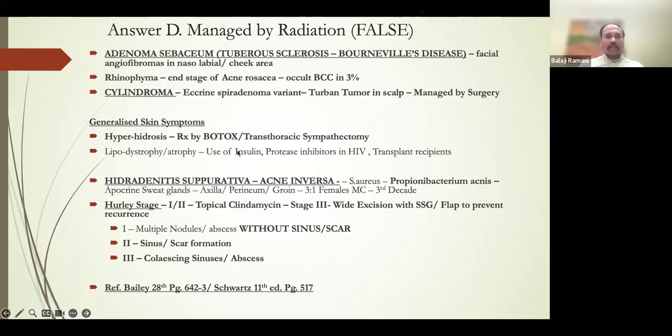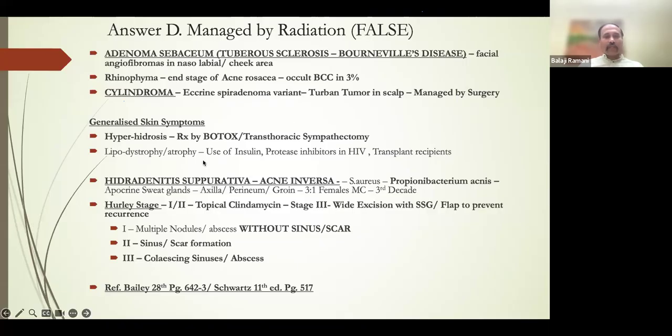So other symptoms that can be present are hyperhidrosis, sweaty palms. That is a very common thing. I mean, we all get it, that's different, but chronically being hyperhidrotic like that. So there the treatment will be by Botox injection or by transthoracic sympathectomy. You take out the sympathetic stimulus and then it subsides.